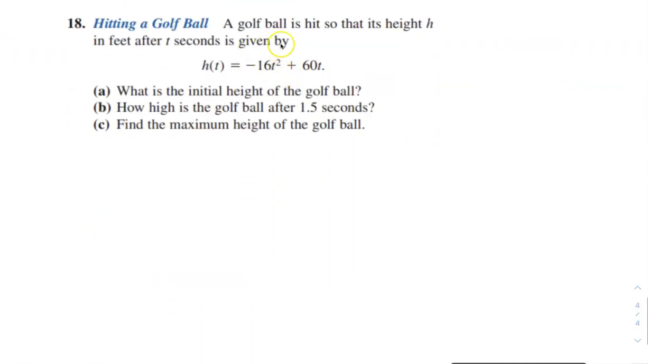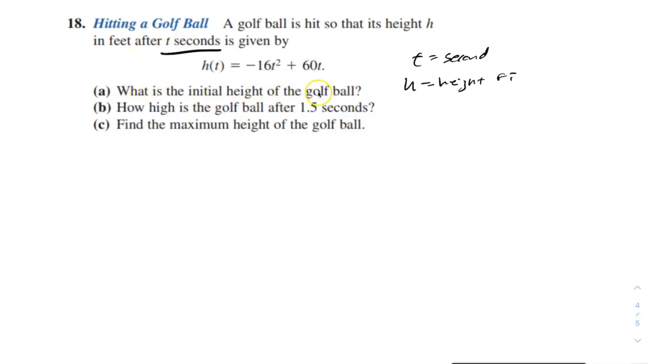Hitting a golf ball. A golf ball sits so high that h in feet is given by, in t seconds, by this. So keep in mind, we always want to know what we're talking about. T is seconds. Right, so that's the thing. That's our x value when someone's plugging it in, it's in seconds. And h is height in feet. So t is time, h is height.